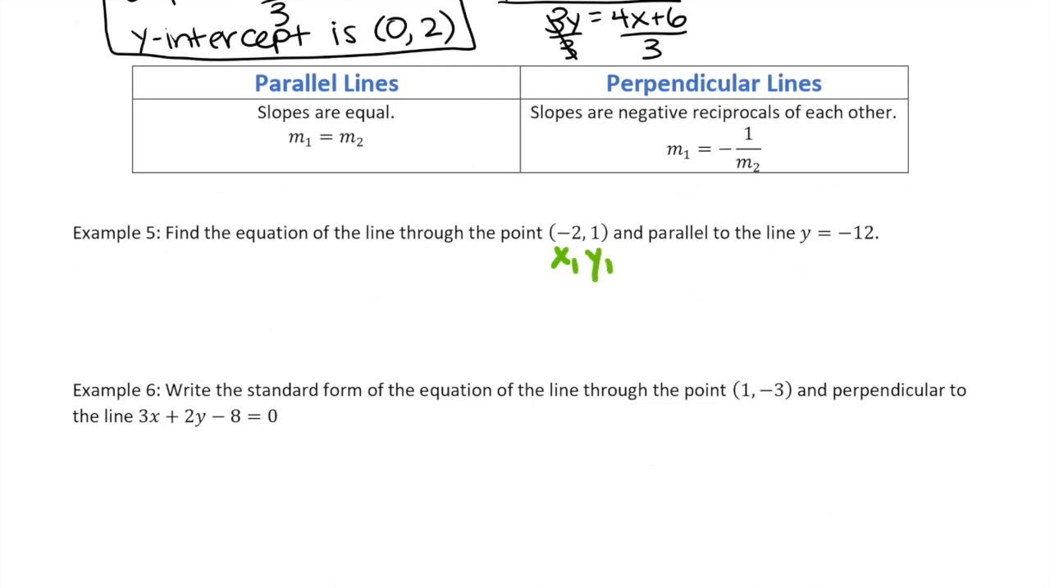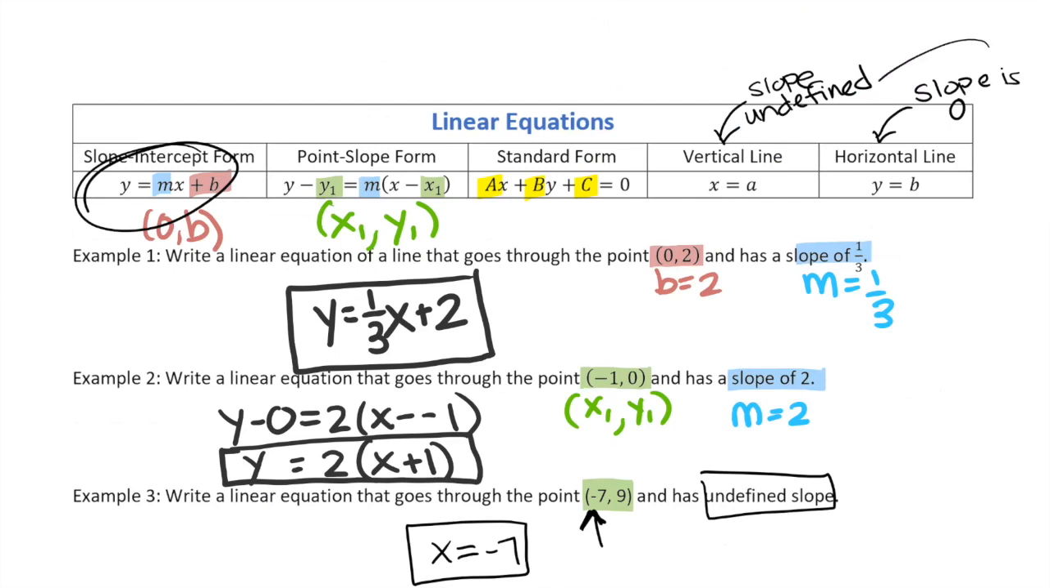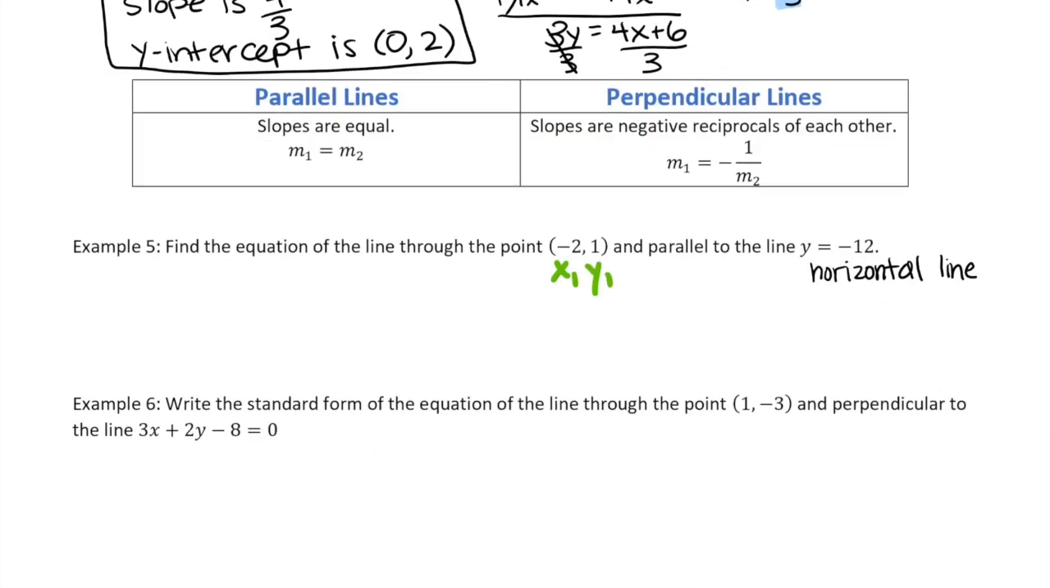And it's got to be parallel to the line y equals -12. Again, if it says y equals some number, there's no x at all, this has to be a horizontal line. So what I'm going to do with this horizontal line is I need to get the slope from that. And again, we have that up here. The slope of any horizontal line is 0. That means my m here is 0. So find an equation of the line through that point with a slope of 0.